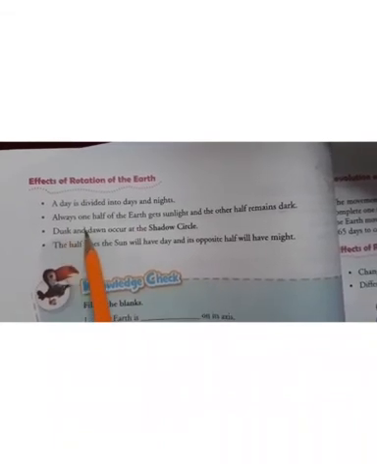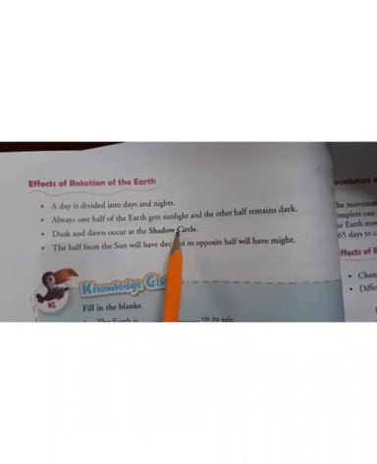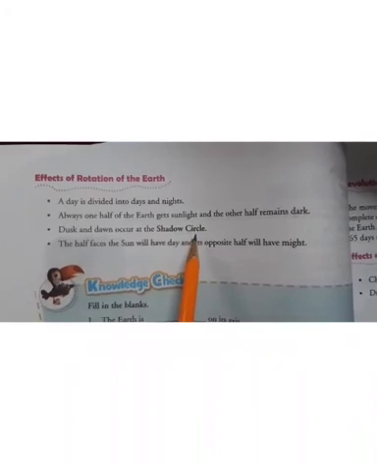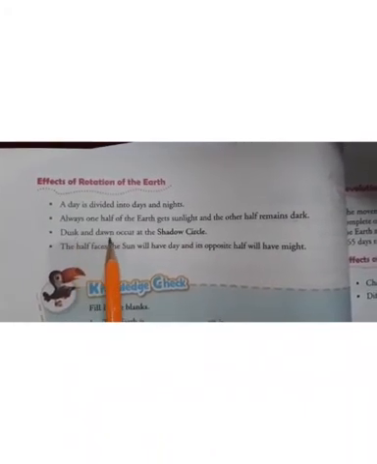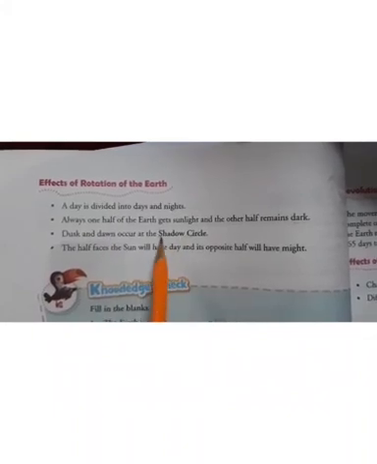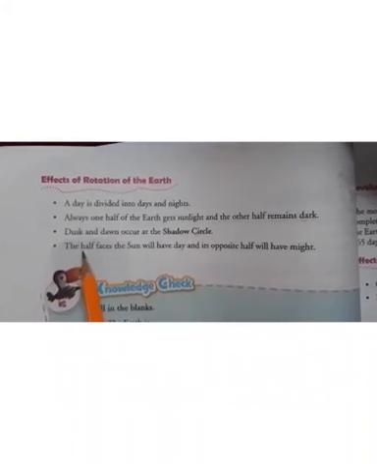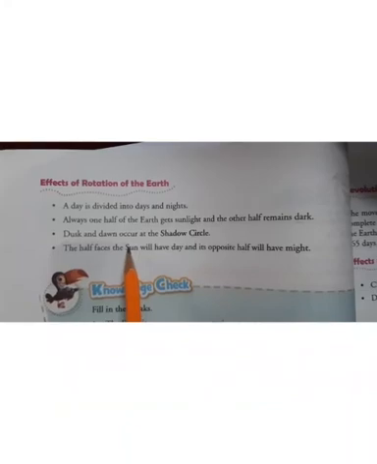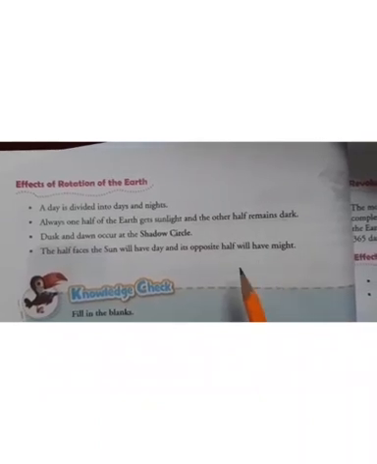Then dusk and dawn occur at the shadow circle. Now what is the shadow circle? The shadow circle is the circle which divides the earth into two halves, one is the brighter one and the other is the darker one. Dusk and dawn, meaning rising of the sun and setting of the sun, occur at this shadow circle. The last one is the half faces. The half that is facing the sun will experience day, and its opposite half will have night.